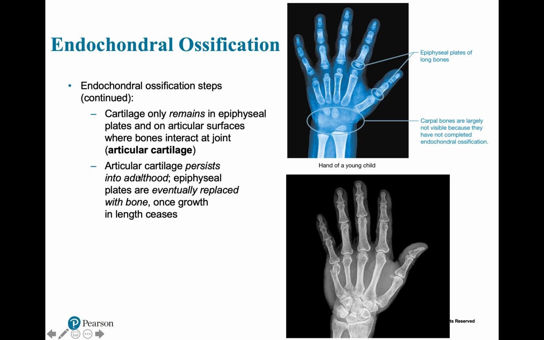Okay? The epiphyseal plates, however, are eventually replaced with bone once growth in length ceases. So what that means is the epiphyses are always going to form joints. So articular cartilage, or the hyaline cartilage around the epiphyses, is always required. Whereas you stop growing in height at a certain point, because we just can't continue to grow taller and taller over time.